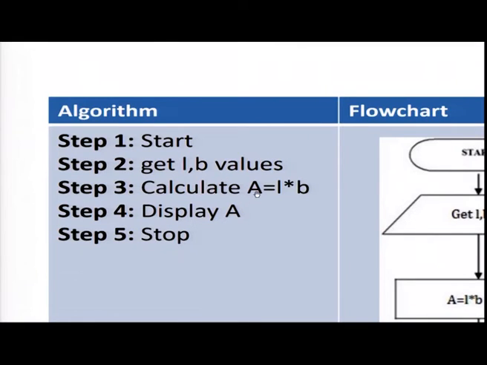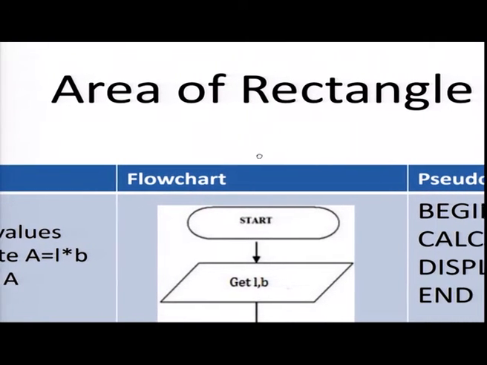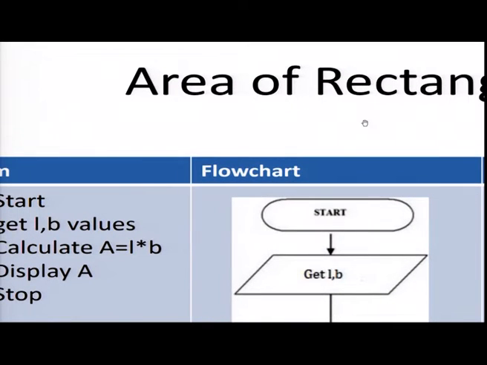As an algorithm, what do you need to do? What is the question? The question is to find the area of a rectangle. My dear viewers, what is the area of a rectangle? Area of rectangle is said to be L into B, length into breadth. Area of rectangle is said to be length multiplied by breadth.